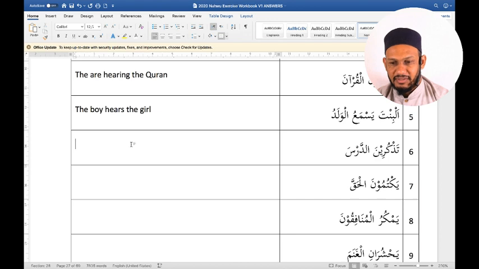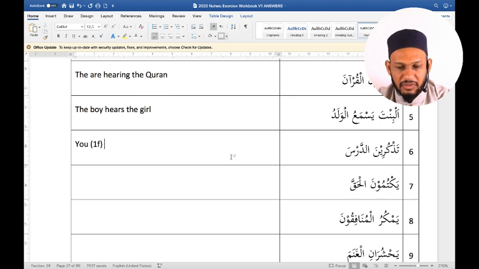Next one. تذكرين الدرس. تذكرين, ذكر يذكر means to remember, or to mention as well, but let's go with remember. At the end of تذكرين I find an ina, and the ina refers to the you one female, which means you are remembering the lesson.